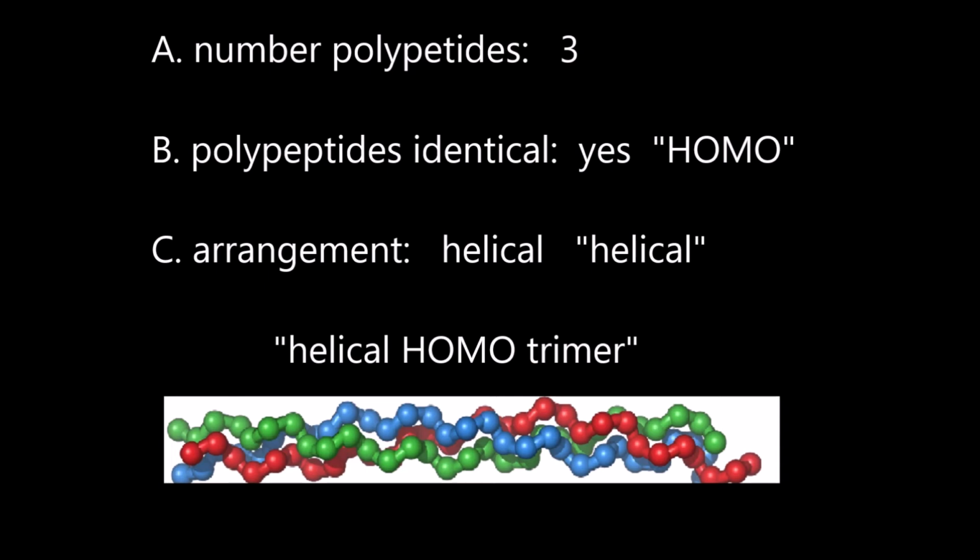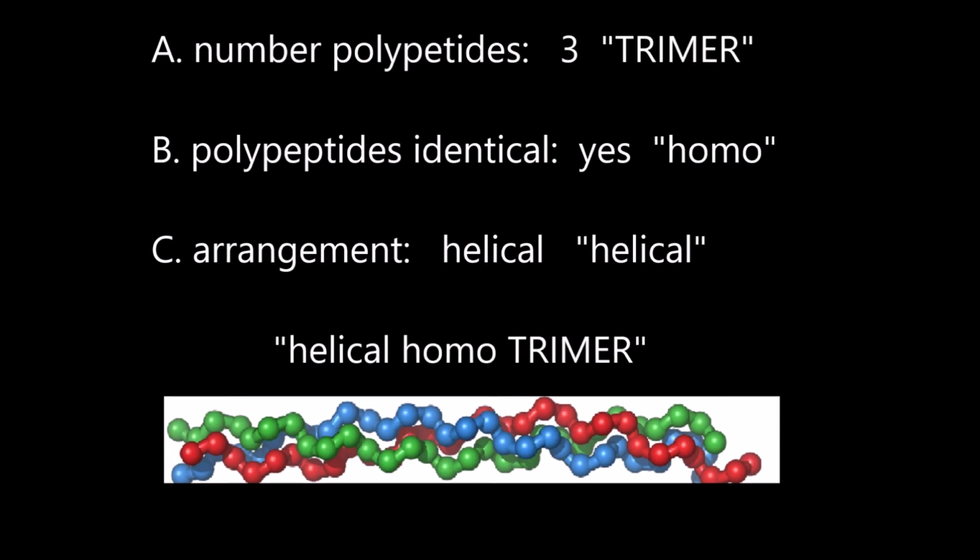For proteins made of 3 polypeptides, I use the word trimer, where the prefix tri means 3. By way of extension, if, hypothetically, the number of polypeptides had been 4, I'd have used the word tetramer, if 5, pentamer, etc., as shown in this table.